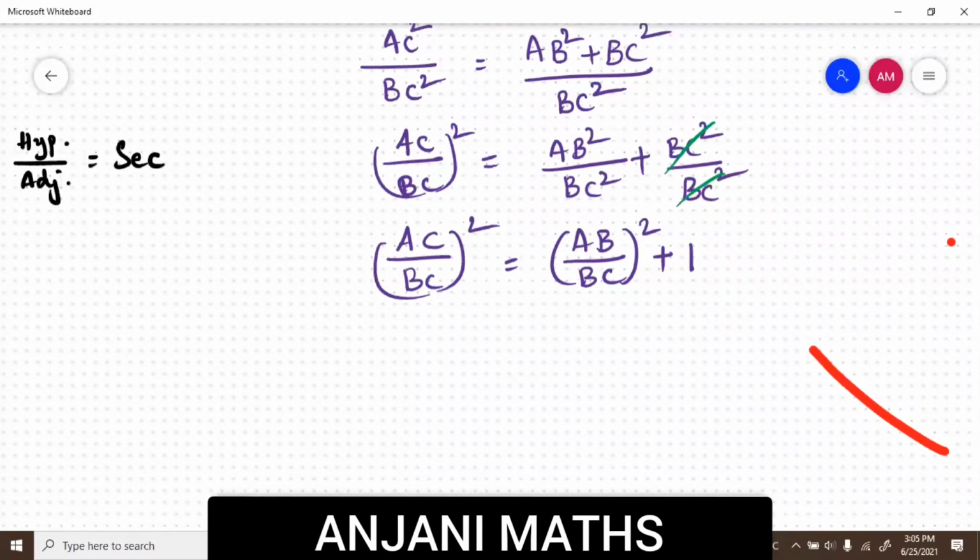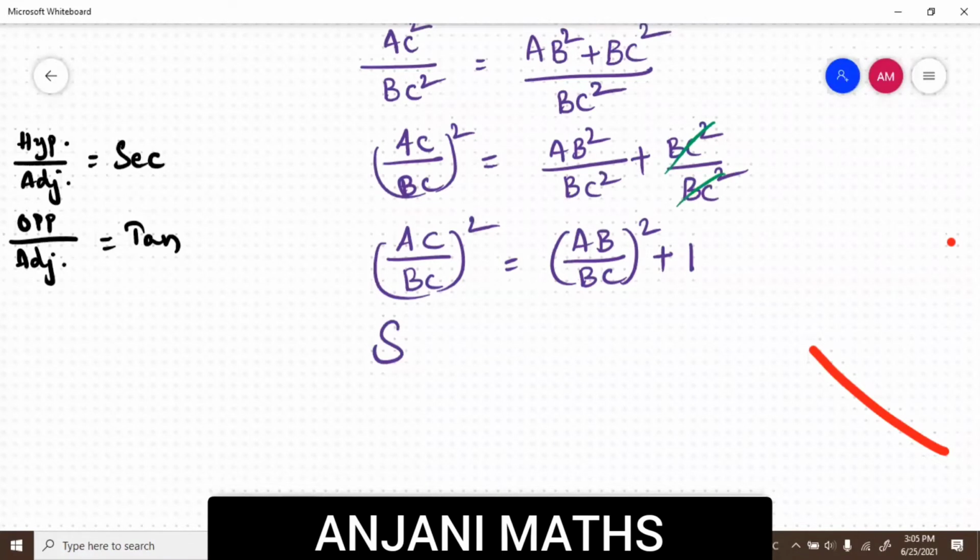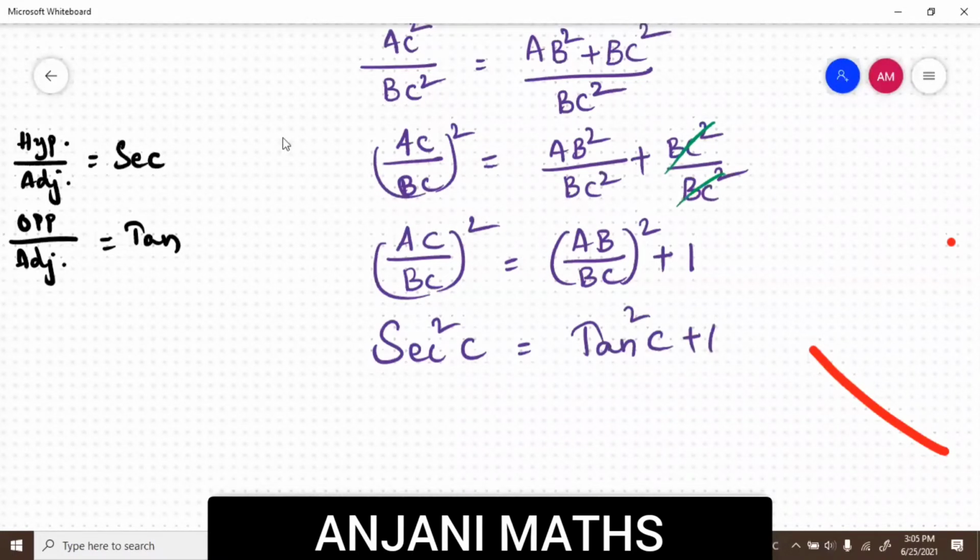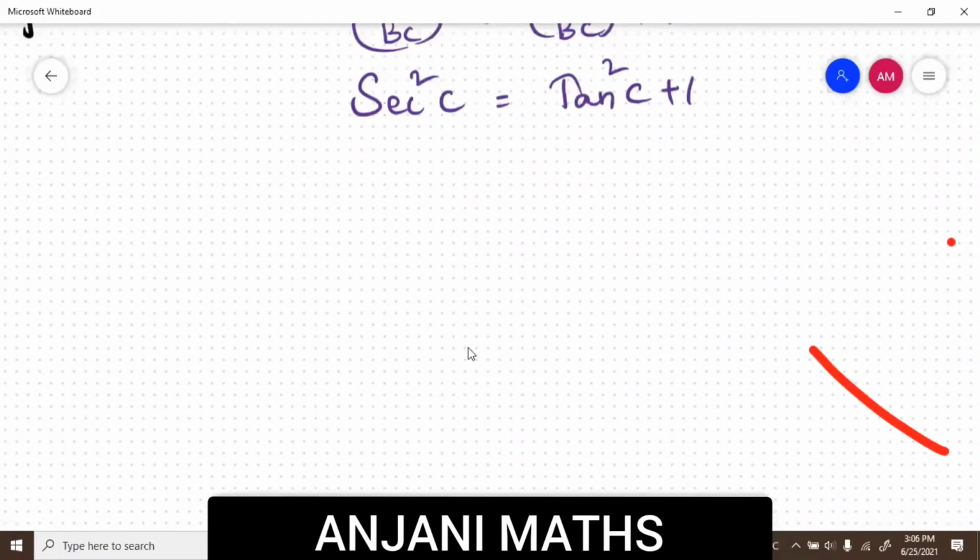AB, what is AB? Opposite side to angle C. What is BC? Adjacent side to angle C. So what will it be? It will be tan. So we replace this one with secant square C equal to tan square C plus 1. So bring the tan square C this side. So we get secant square C minus tan square C is equal to 1. That's all.